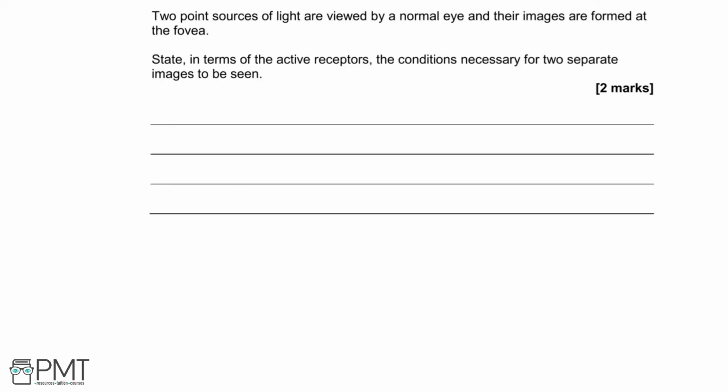2 point sources of light are viewed by a normal eye, and their images are formed at the fovea. State, in terms of the active receptors, the conditions necessary for 2 separate images to be seen.